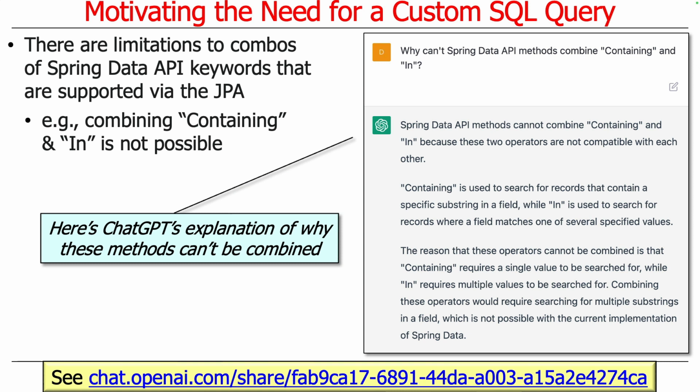Now, why? That's a good question. When I first stumbled upon this last year, when I was developing this part of the course, I was like, why can't you do this? And I searched long and hard and could never find a good explanation of it in any feasible way. But ChatGPT was out, so I said, why can't Spring Data API methods combine containing and in? And it generated a response.